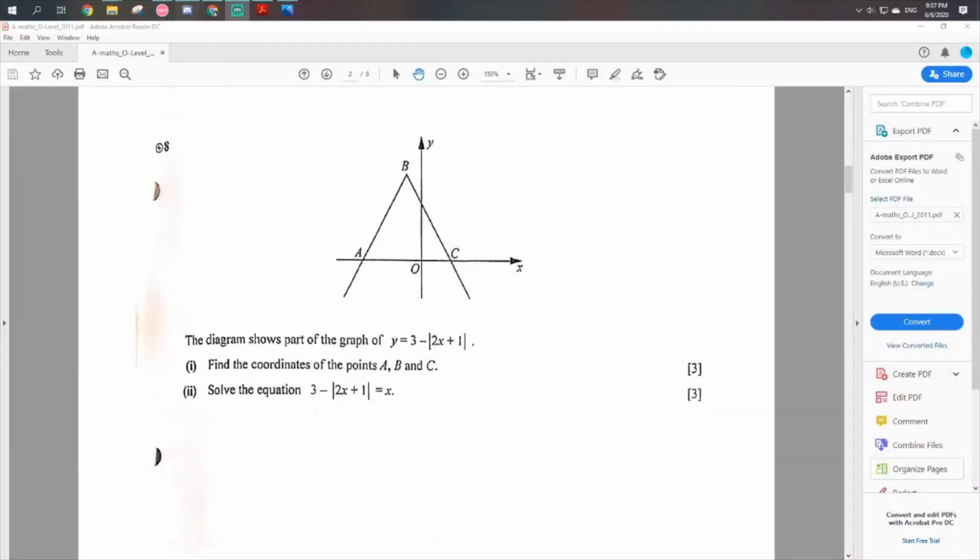Question 8 is modulus. If you are watching this video in 2021 onwards, you will not have this question, but I thought I would still go through it anyway. The diagram shows part of the graph of y equals 3 minus modulus of 2x plus 1. Find the coordinates of the points A, B, and C.